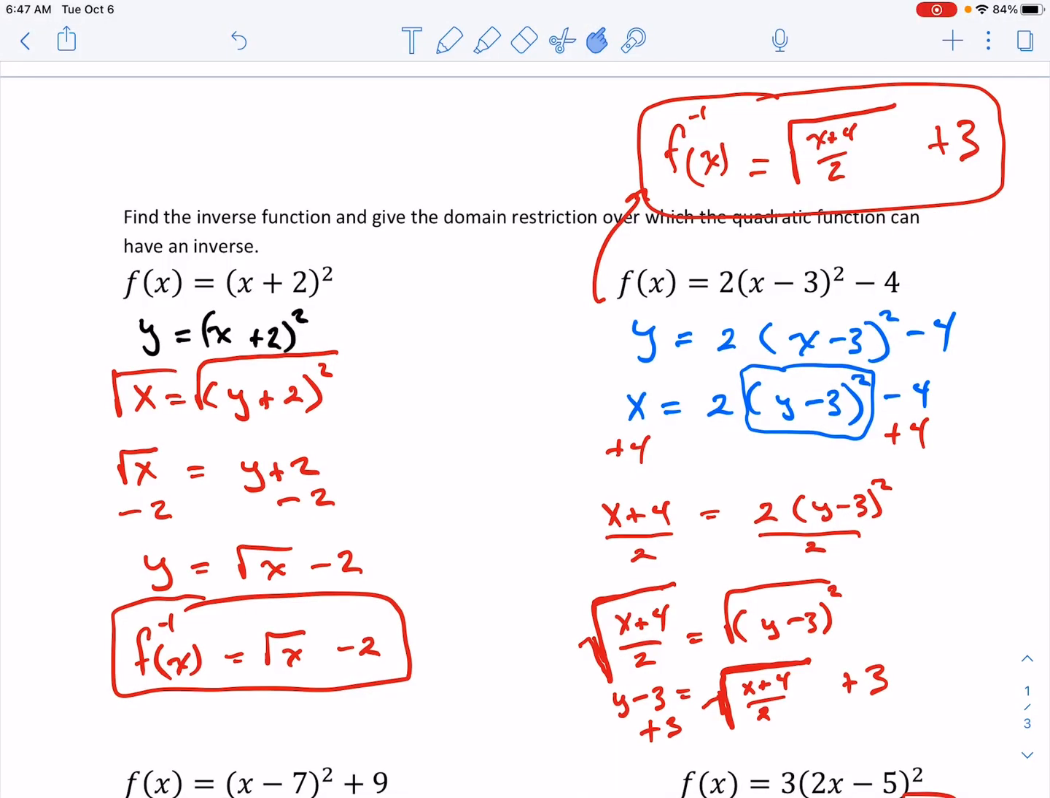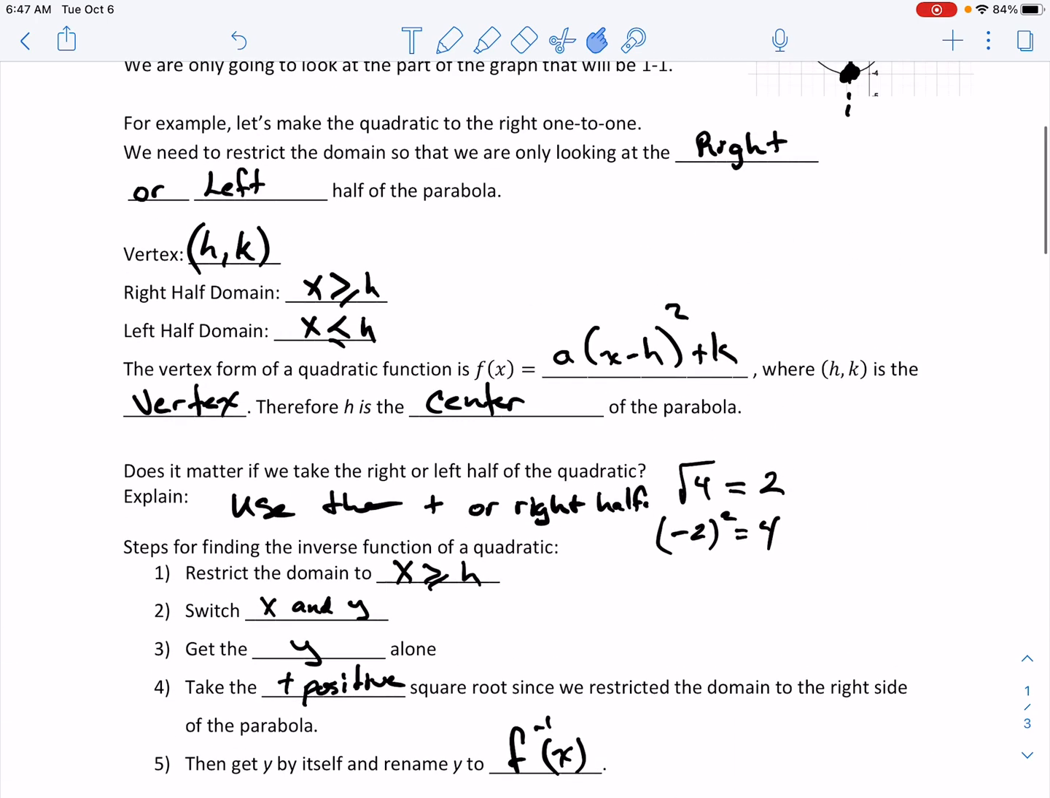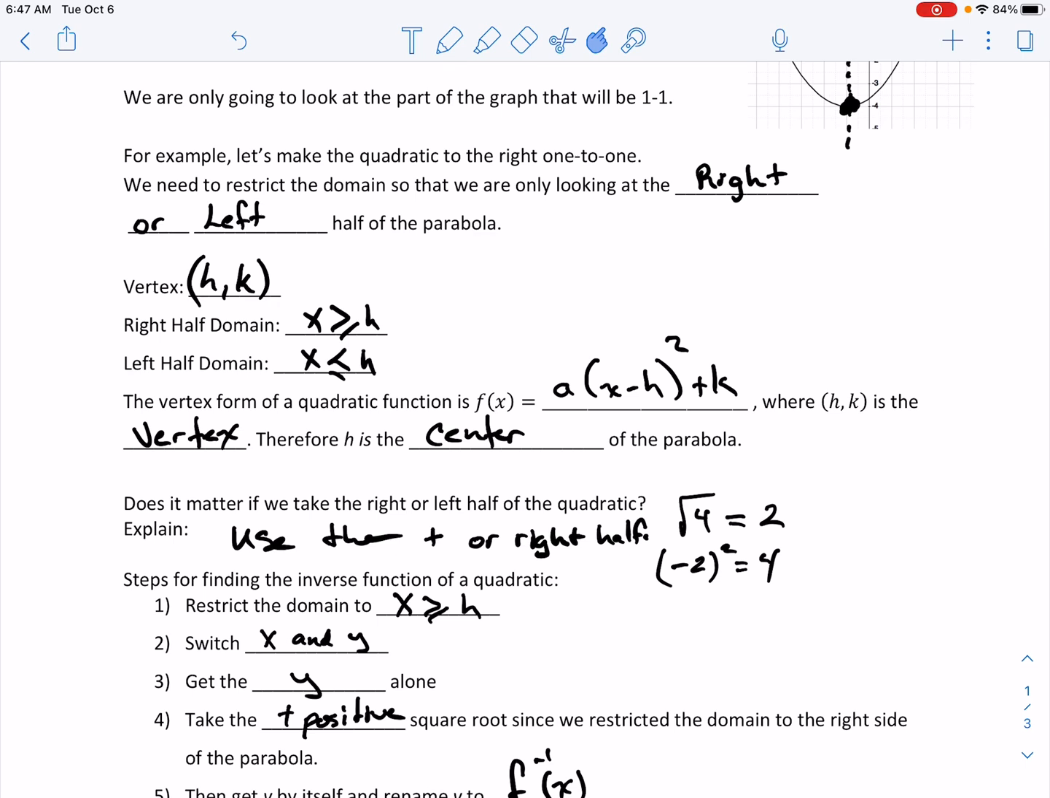Alright, as I was putting this together, I just realized I didn't have the restrictions on the domain like I was supposed to. Each of these should have a restriction. We talked about that up above, that the restriction was to be the right half or the positive half. We get that from the h value in the vertex.